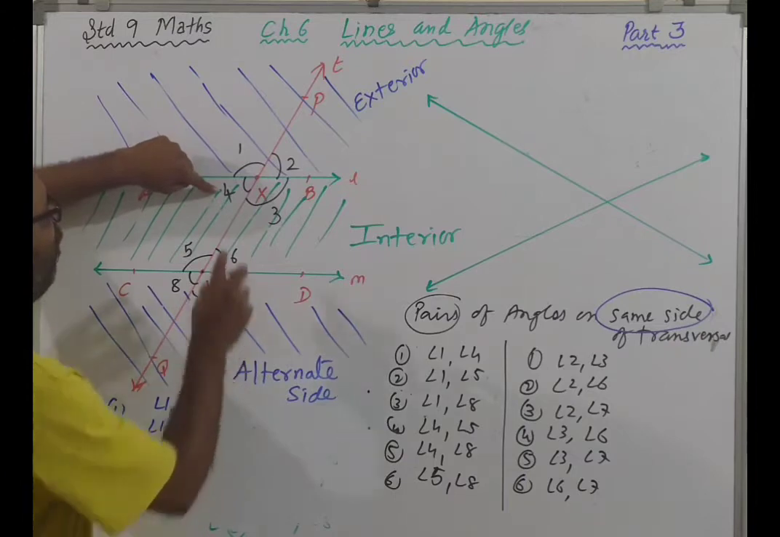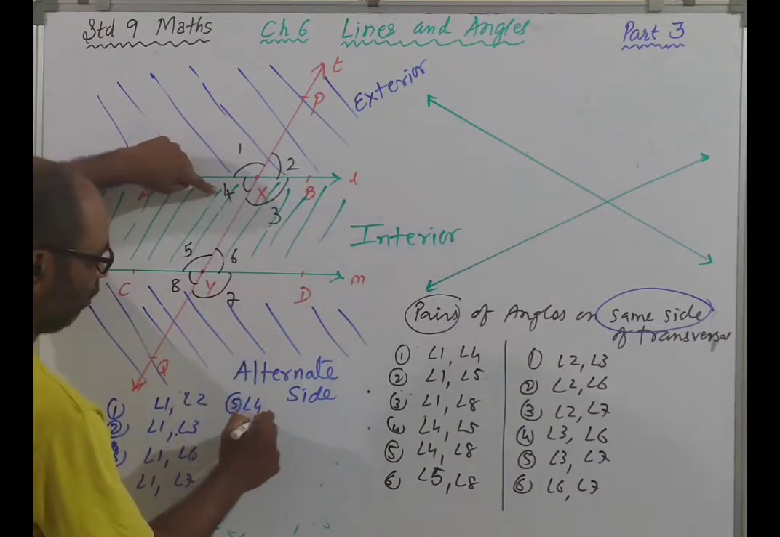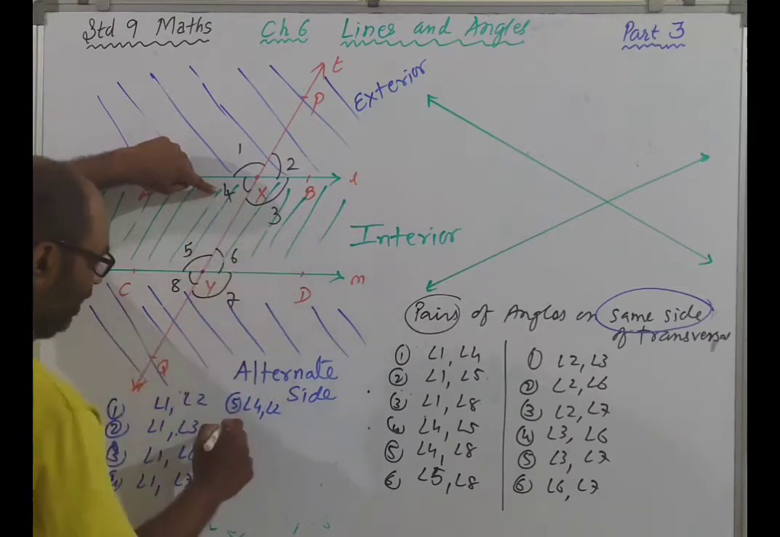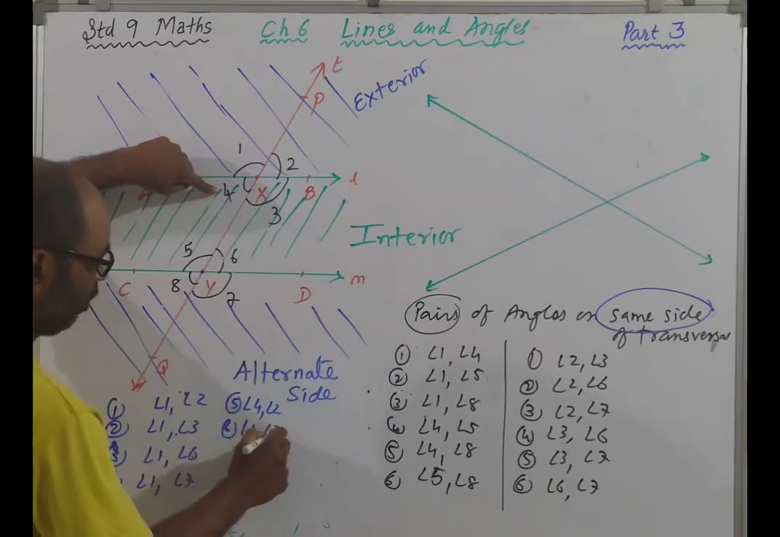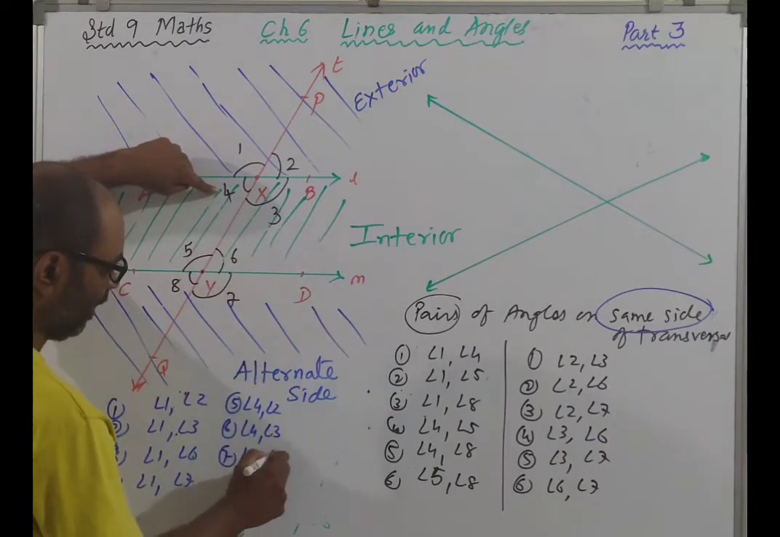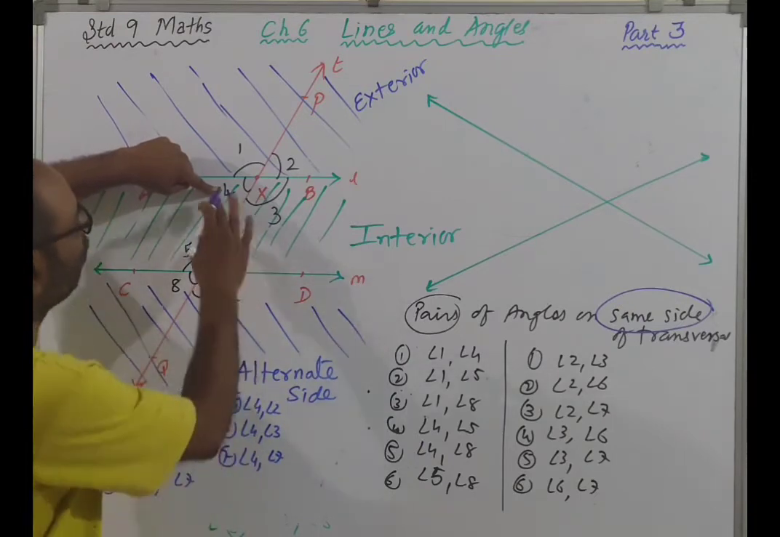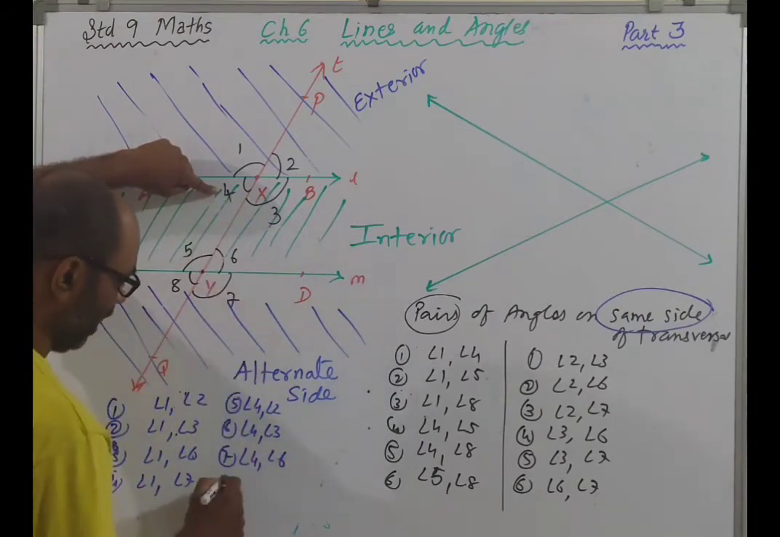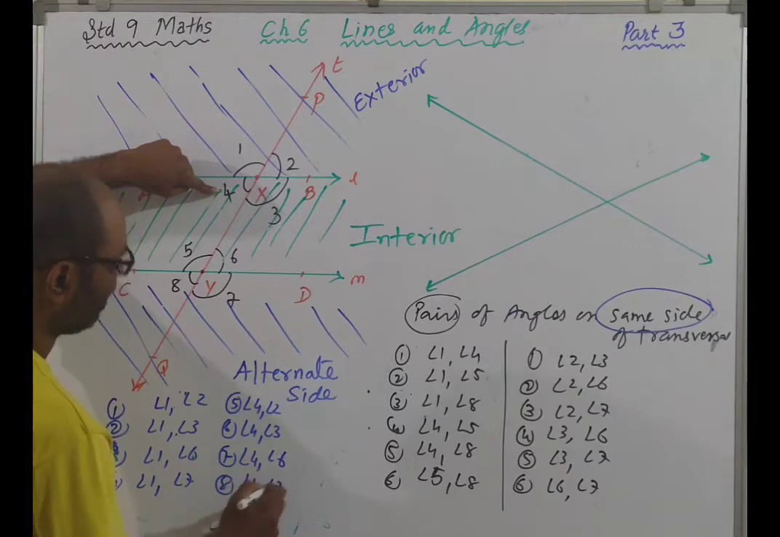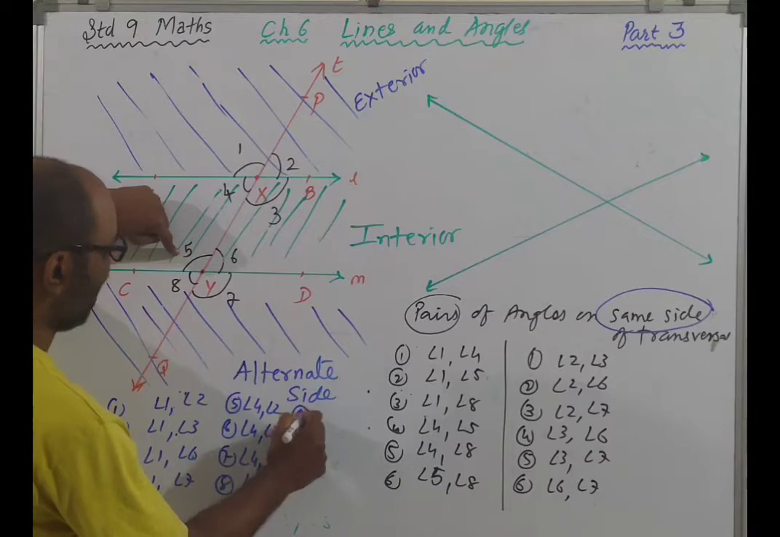Then I start with 4 and 2, that is the fifth one, angle 4 and angle 2. 4 and 3, the sixth one, angle 4 and angle 3. 4 and 6, the seventh one, angle 4 and angle 6, and then angle 4 and angle 7. Let me start with 5. Now this is number 9.